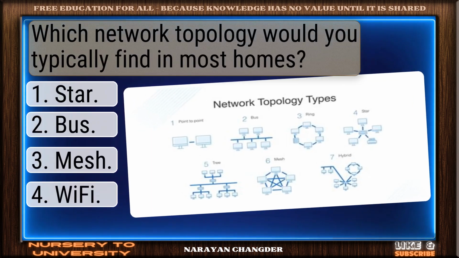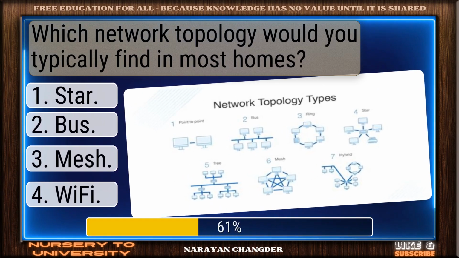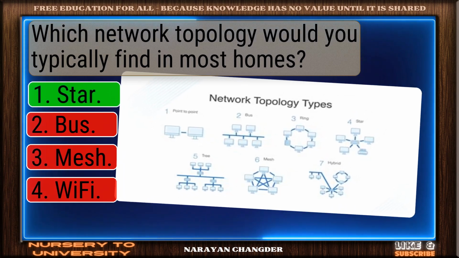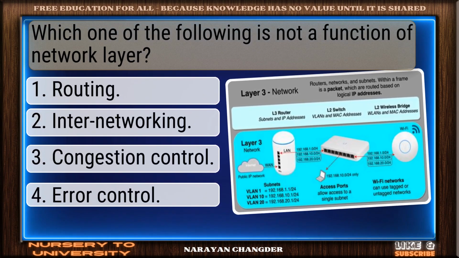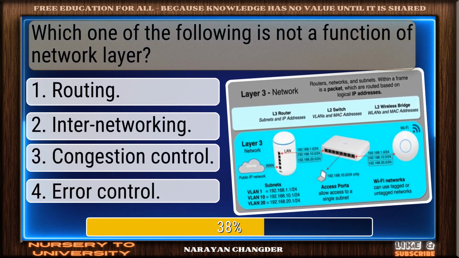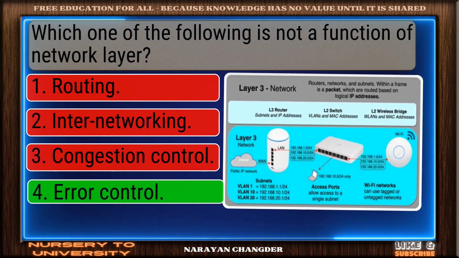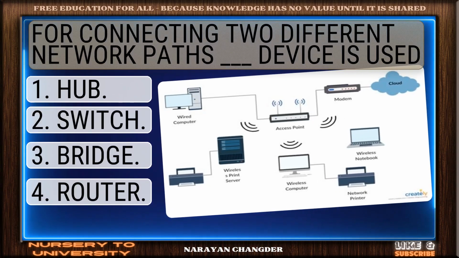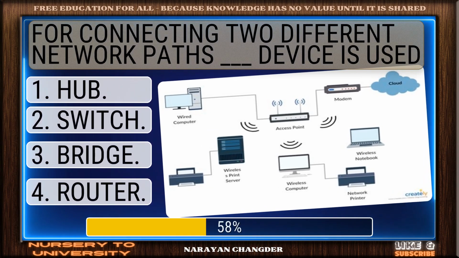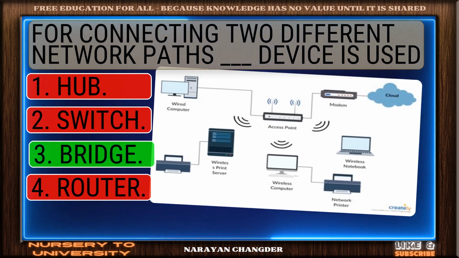Which network topology would you typically find in most homes? Smart pick. Star is correct. Which one of the following is not a function of network layer? On track. Error control is correct. For connecting two different network paths, dash device is used. Well reasoned. Bridge is correct.